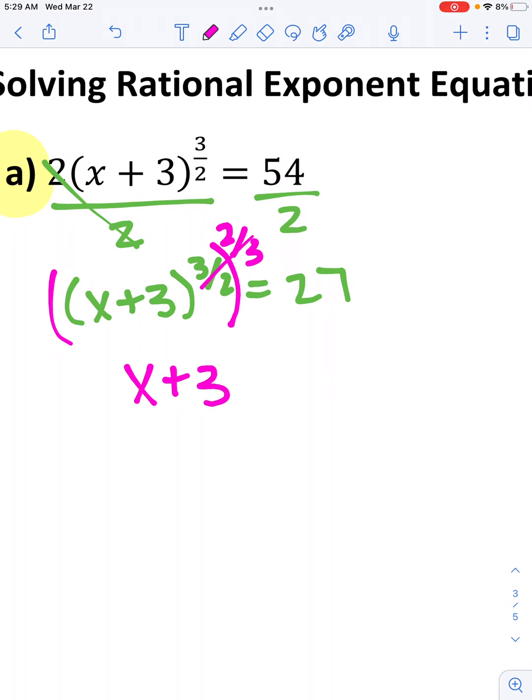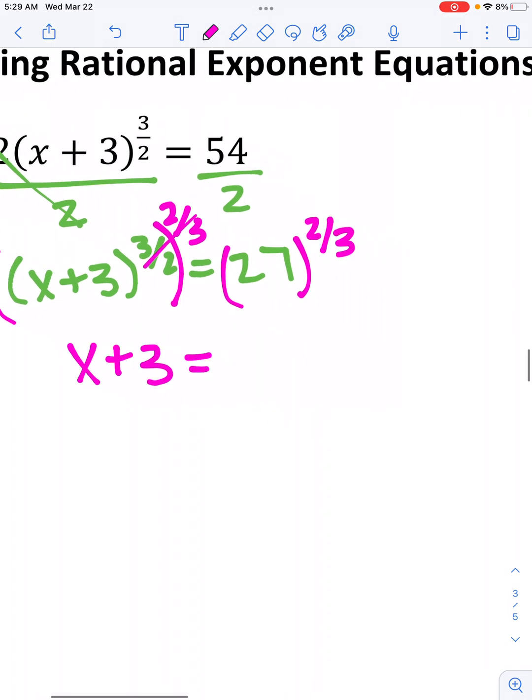Right, so essentially cancel. But then since I raised the left side to the 2/3 power, I have to do the same to the right side. So raise that one to the 2/3 power. And then I'm going to turn that to a root right away. So that'd be the cube root of 27 squared. So remember, this number is the root number, and the numerator stays the exponent.